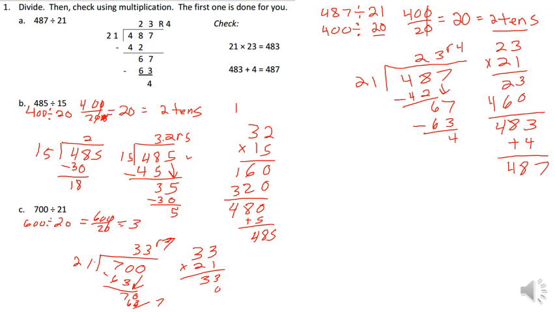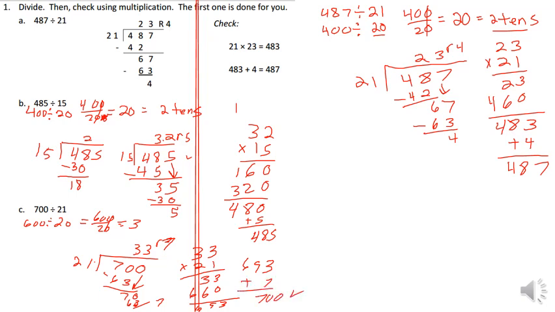Now we have 33 times 21. 1 times 3 is 3. 1 times 3 is 3. 0, 2 times 3 is 6. 2 times 3 is 6. And we have 693. Now we have a remainder of 7, and that gives us 700, which checks with what we started with.